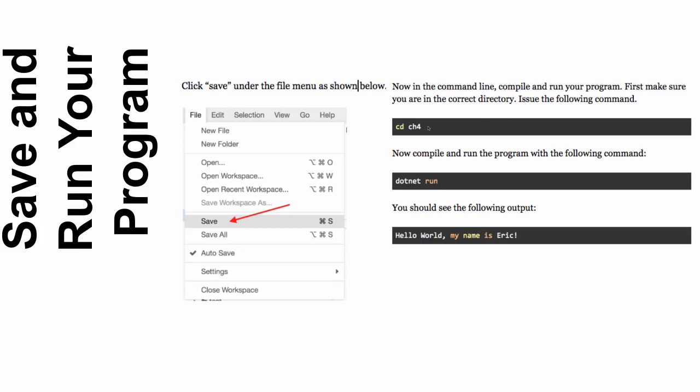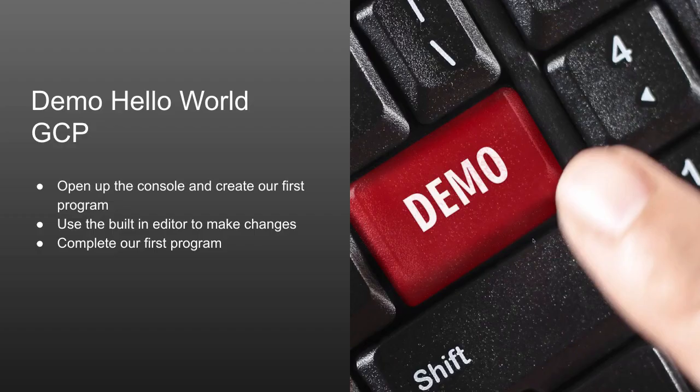And the commands then to compile it, I need to make sure I'm in my chapter 4 directory. And then I just type in dotnet run and it will compile and execute the program. So that's really the steps that you're going to see here in our demo.